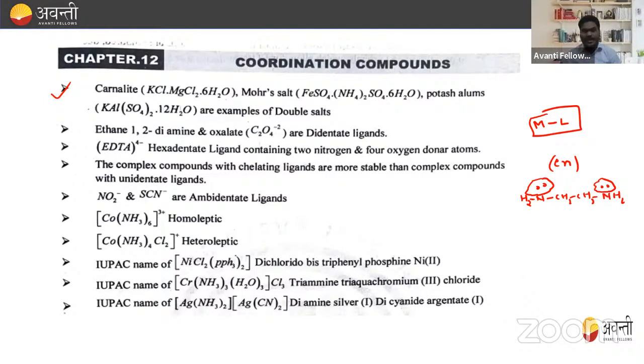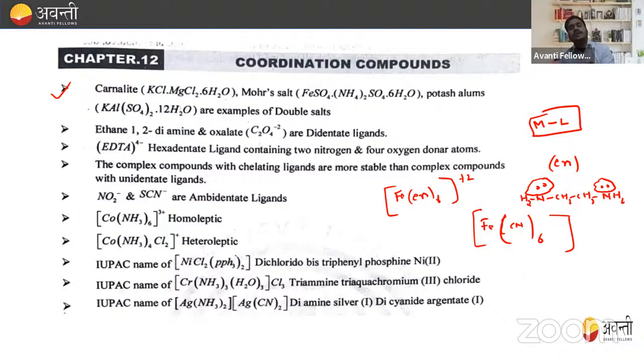Okay, next: complex compounds with chelating ligands are more stable than complex compounds with unidentate ligands. If I'm talking about chelating ligands, what is this chelating ligand? Chelating ligand means a ligand which forms a cyclic structure, right? For example, en. Suppose I have a complex of Fe with en, and I have a complex like Fe(CN)6. Out of these two, if someone asks which one is more stable, then always remember one thing: the ligand which is chelating in nature gives a more stable complex as compared to a unidentate ligand. What is the term chelating ligand here?